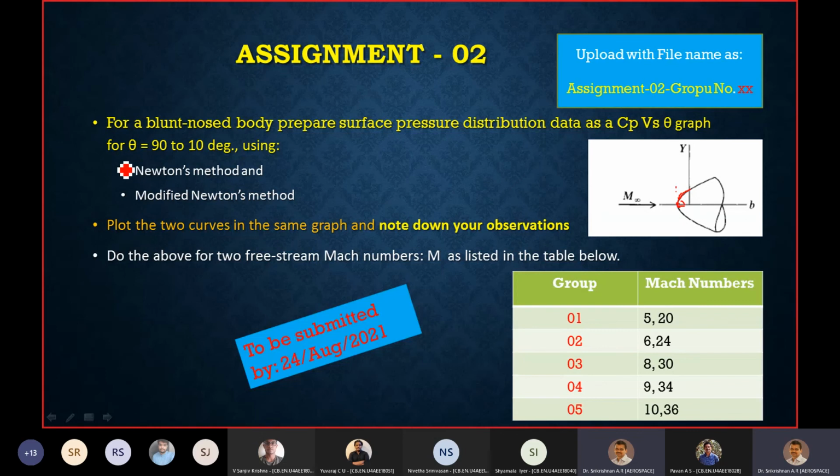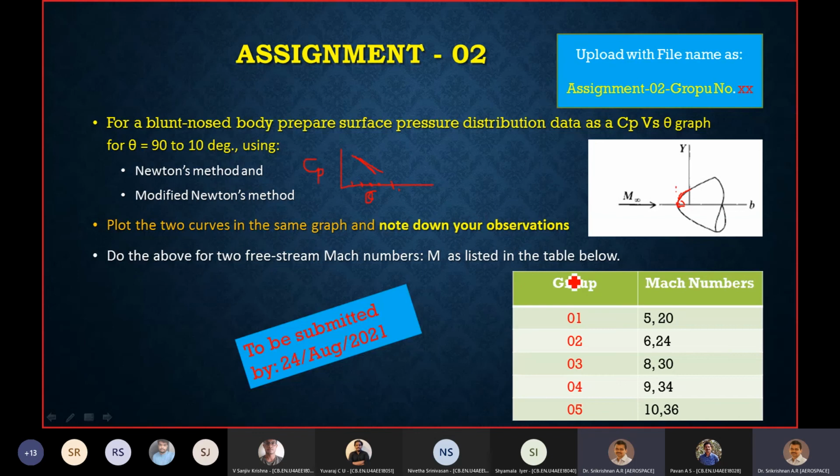I just want you to consider a range where the lowest you take as 10 degrees and highest 90 degrees, or the other way around. You vary theta this way, and it's a plot that I am looking for. On the x-axis you have theta, on the y-axis you have CP. You can take appropriate values for theta, but the range should be covered, and then you should plot the CP variation based on Newton's method as well as the modified Newton method, Lee's method, etc.